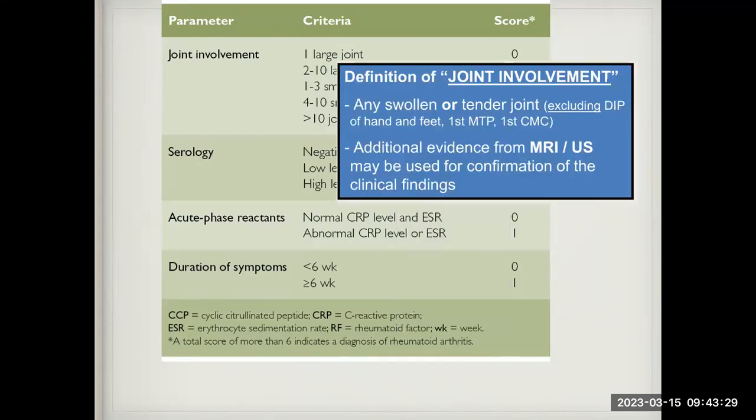So, the definition of joint: here it says joint involvement. What do you mean by joint involvement? Any swollen or tender joint, excluding DIPs, because they are usually affected in osteoarthritis, hands and feet, and first MTP, first CMC. I will not go into additional evidence. MRI or ultrasound may be used for confirmation of the clinical findings. Sometimes we are doubtful. We cannot confirm whether it is or not at the early stages. Then you can use the MRI or ultrasound scan to confirm that.